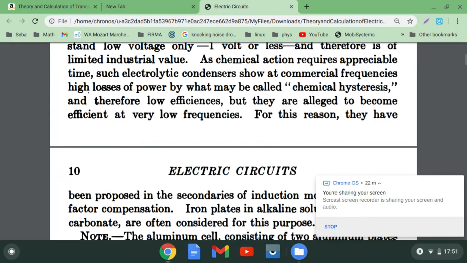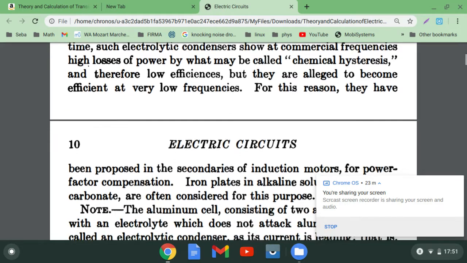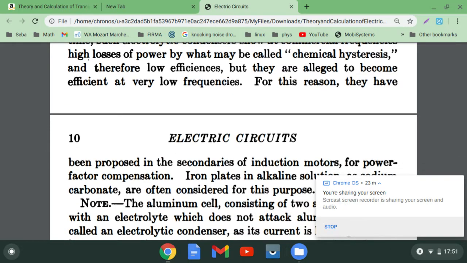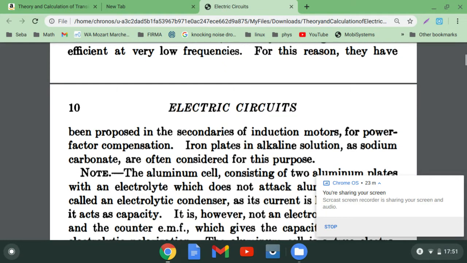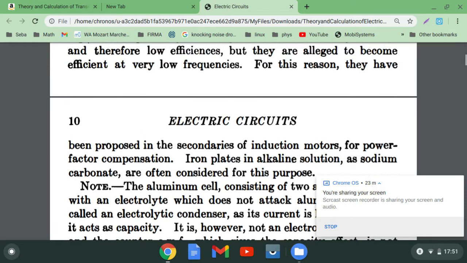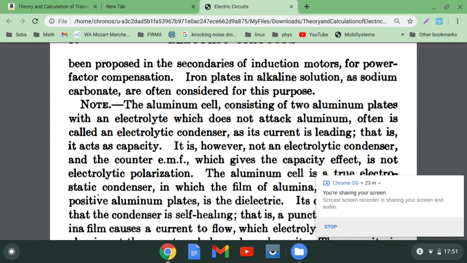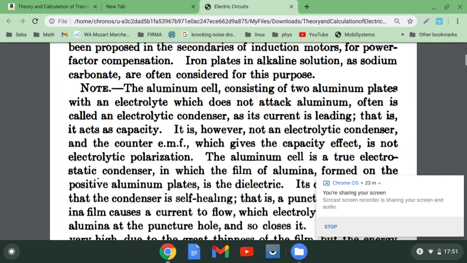Chemical action requires appreciable time, and electrolytic condensers therefore show at commercial frequencies high losses of power by what may be called chemical hysteresis, and therefore low efficiency, but they are alleged to become efficient at very low frequencies. For this reason, they have been proposed in the secondaries of induction motors for power factor compensation. Iron plates in alkaline solution, as sodium carbonate, are often considered for this purpose.